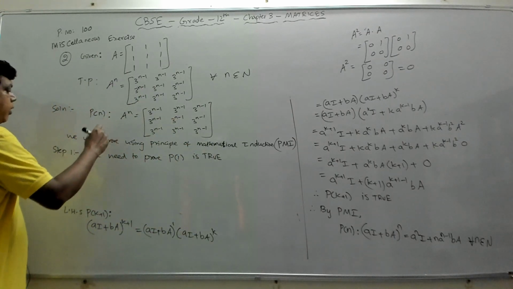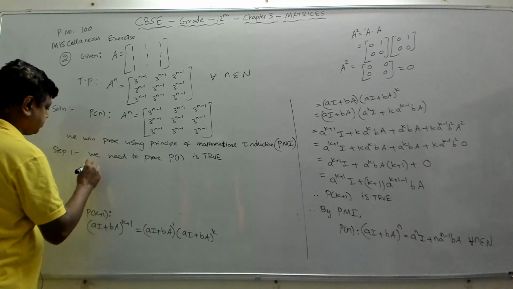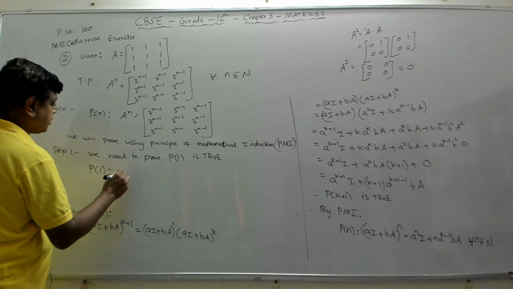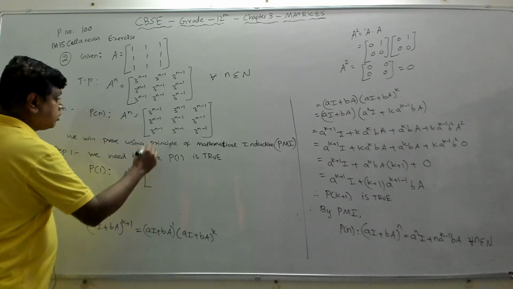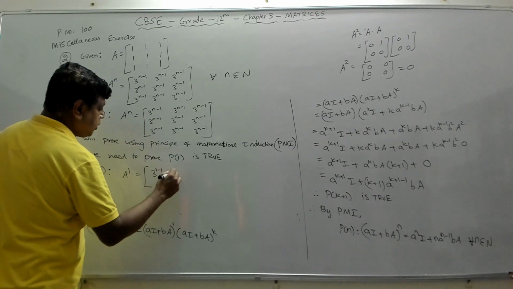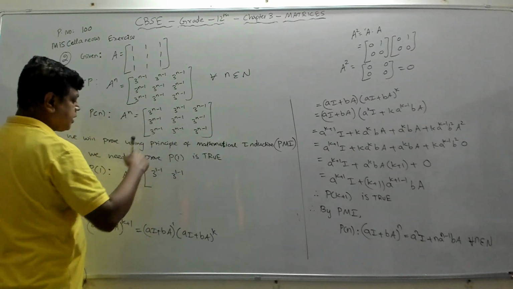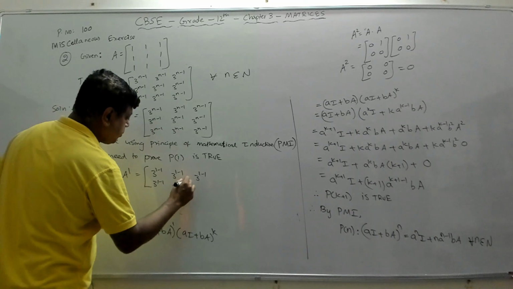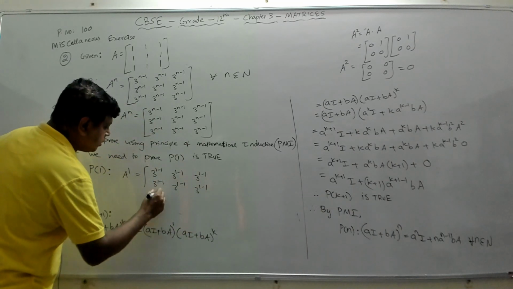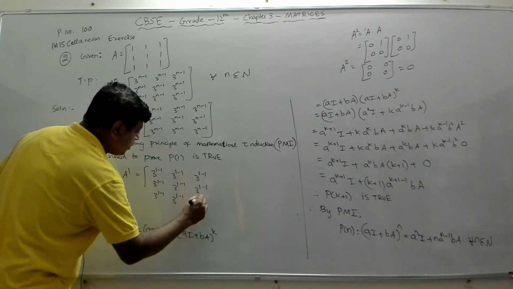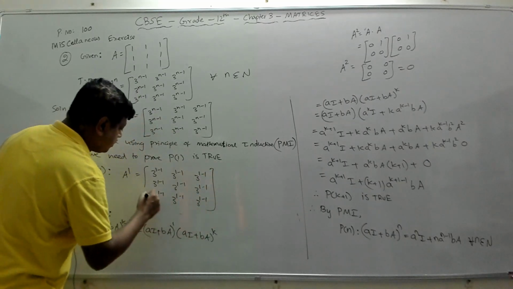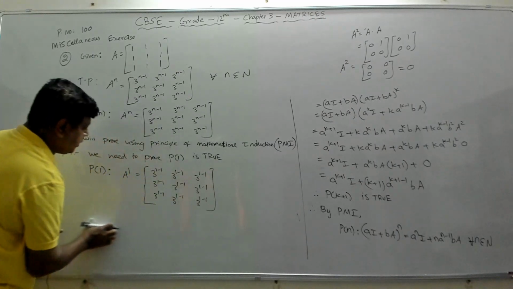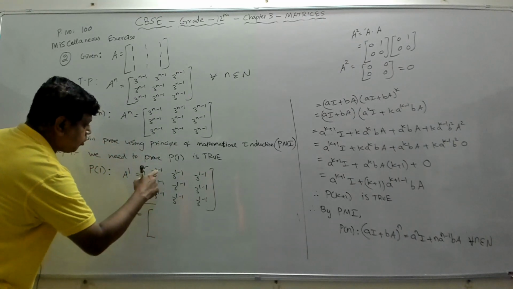Now what is P of 1? The P of 1 statement is a power 1 equal to 3 power 1 minus 1. So wherever n is there, I'm putting 1. Fine. So that is equal to, now 3 power 1 minus 1 is 3 power 0.